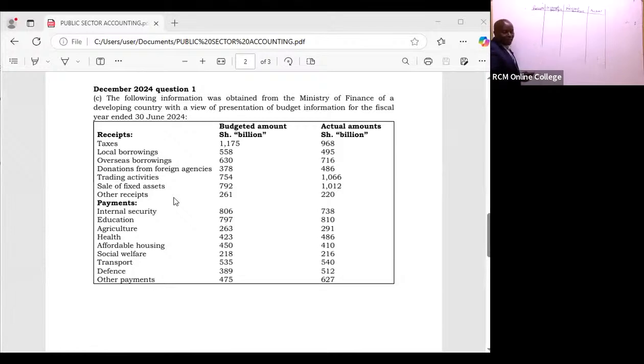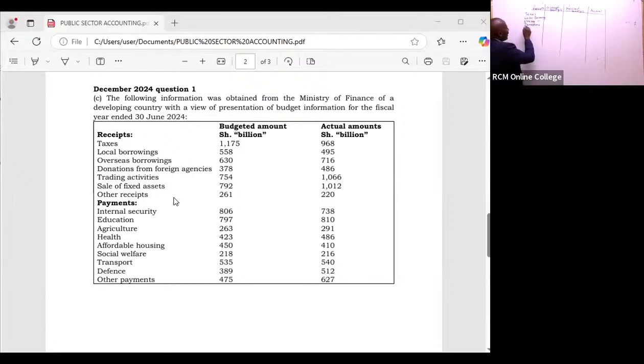So we have receipts. First we have receipts, so we are copying everything. Receipts, I can see we have taxes. Then we have local borrowings. After that, I can see overseas borrowing. Then I can see donations from foreign agencies.